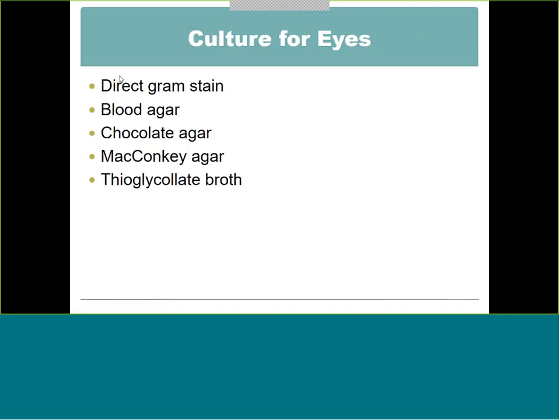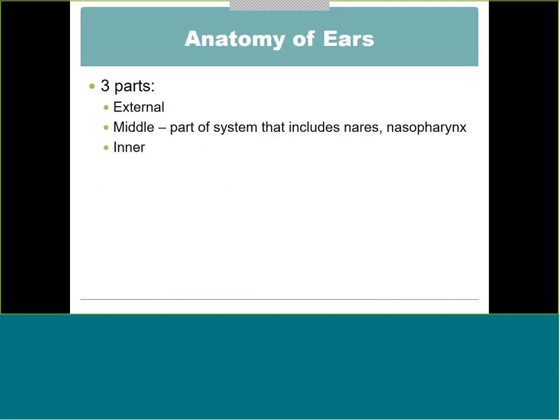Because when you get eye cultures in, it should be pretty pure. You shouldn't have a lot of normal flora contamination. If they did a nice quality collection, it should be only really one thing growing out, whatever is the problem. So whatever that pathogen is should be the only thing really growing out there.